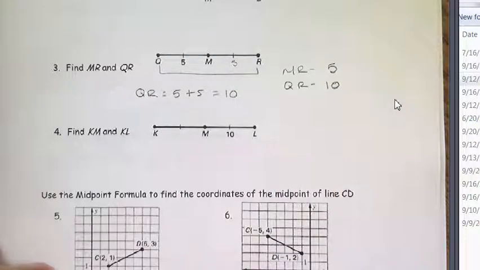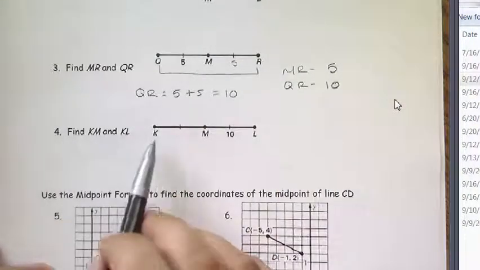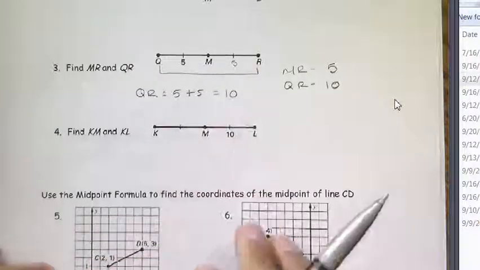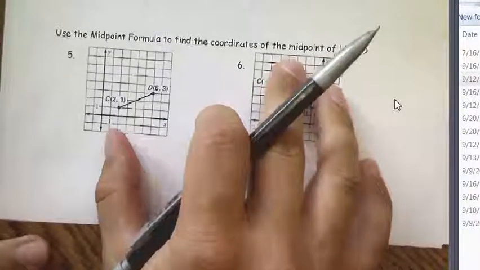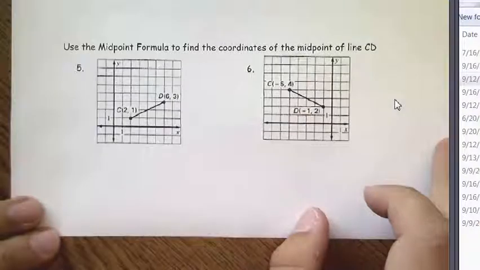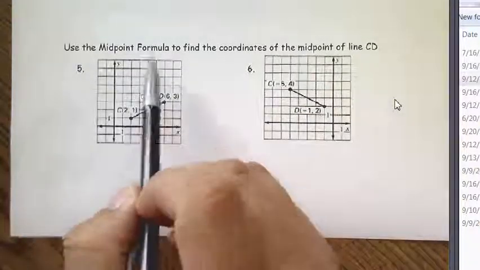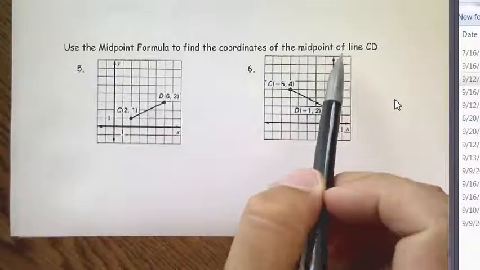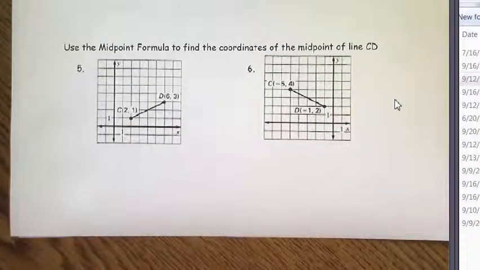You can pause the video if you want and do that same problem, the same way, for number 4. Okay, let's go to number 5. Number 5 says, use the midpoint formula to find the coordinates of the midpoint of line CD.